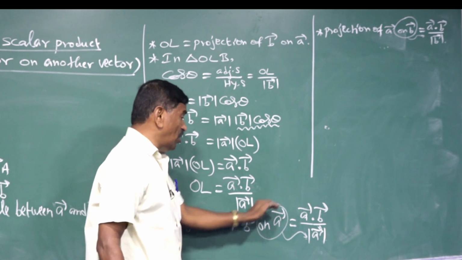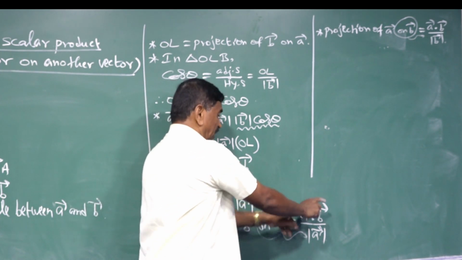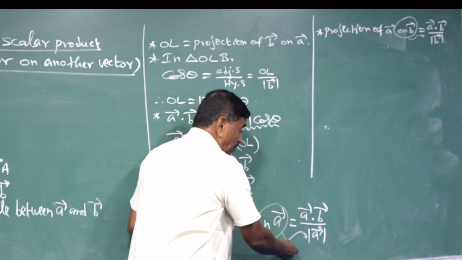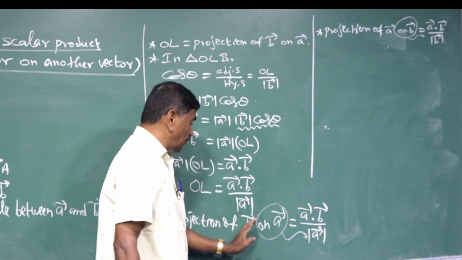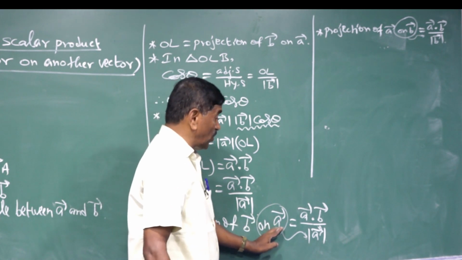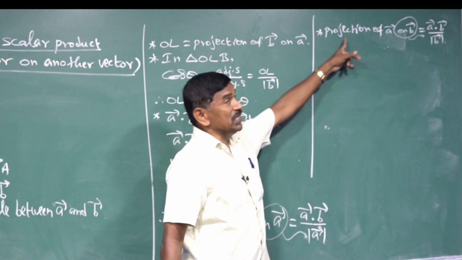That's all. Again, the first one. Projection of B vector on A vector is equal to, write the numerator fixed, A vector dot B vector. But the denominator: the "on" keyword comes in the denominator, modulus A vector. Similar idea. Projection of A vector on B vector is equal to A vector dot B vector divided by modulus B vector. So, that is the second one.